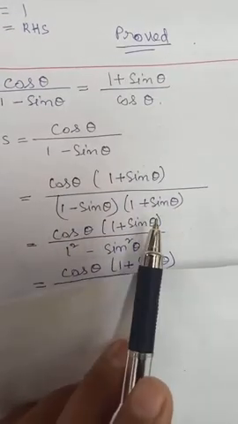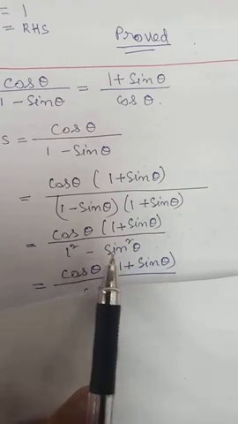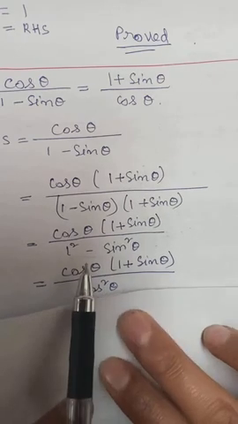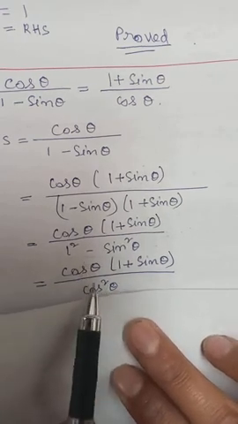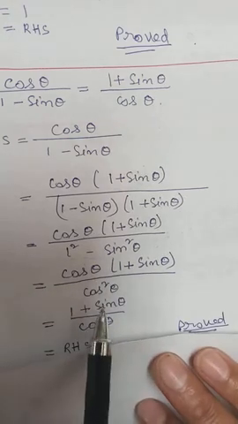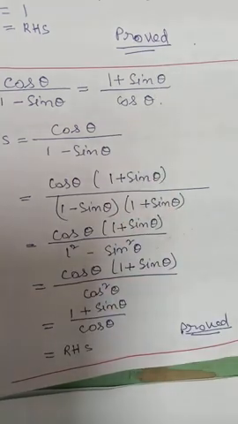Then the numerator we cannot do anything, let it be like that. Then from the identity 1 minus sine square theta is equal to cos square theta. Here it is cos 1, here cos 2. So one of the cos will cancel. Then we are left with 1 plus sine theta by cos theta, which is equal to the right hand side.